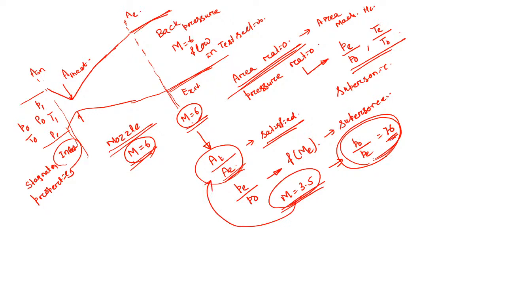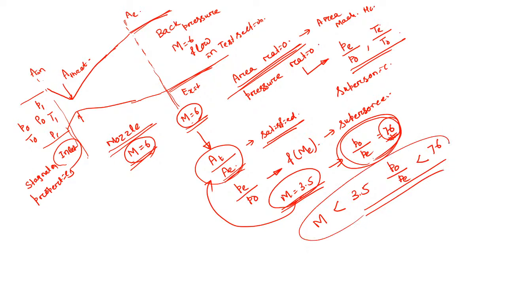And on the other side of the story, if you don't put 76, if this number is still below, then the Mach number will always be less than 3.5 if P naught by PE is any number less than 76. So this is not the sufficient condition. So this is the query that was there: what is the minimum pressure ratio you must maintain? So the minimum pressure ratio in this case is 76.